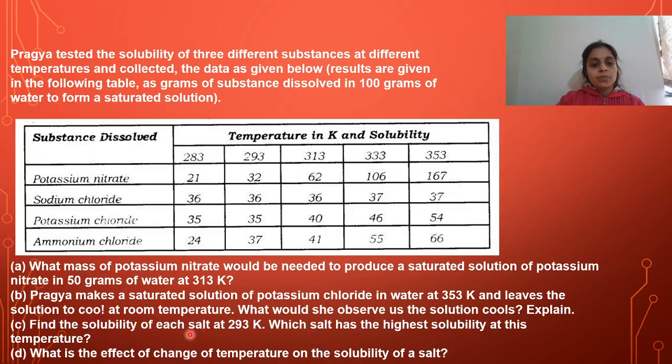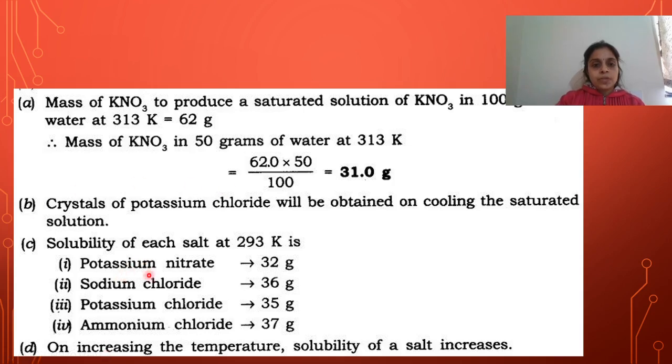Third question. Find the solubility of each salt at 293. So at 293 you have to look for each salt. It is KNO3 32 grams, NaCl 36, KCl 35, ammonium chloride 37. Which salt has the highest solubility at this temperature? When you look at the values, you can see 37 is the highest. So ammonium chloride has the highest solubility. You can look at the slide now. For each salt, you have to write the solubility and identify which has the higher value. So that is the highest solubility.